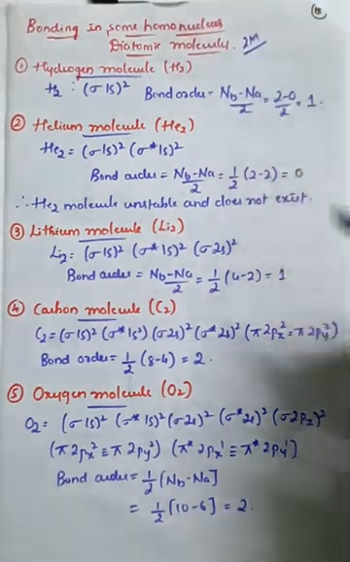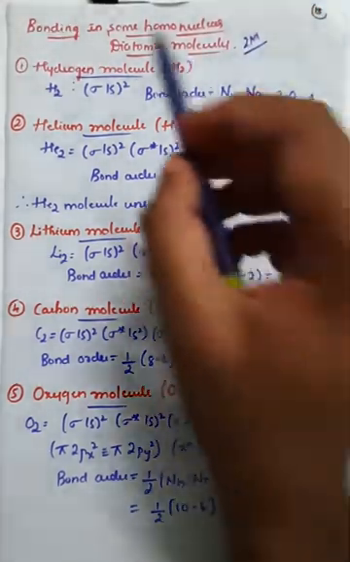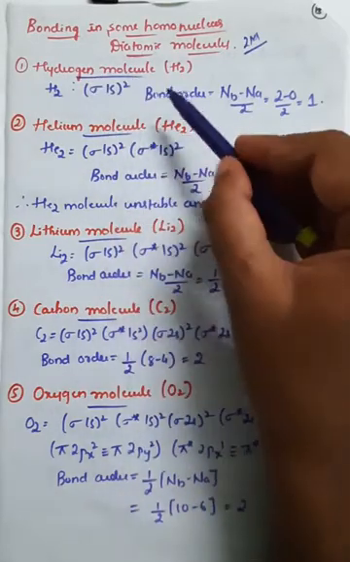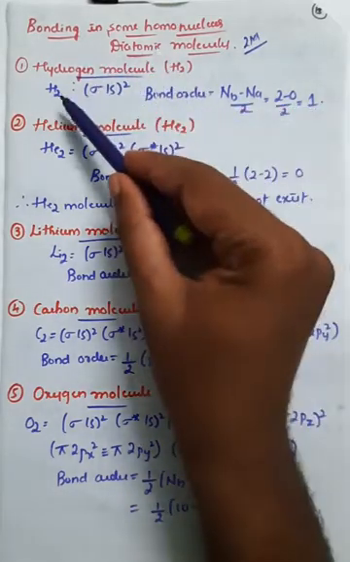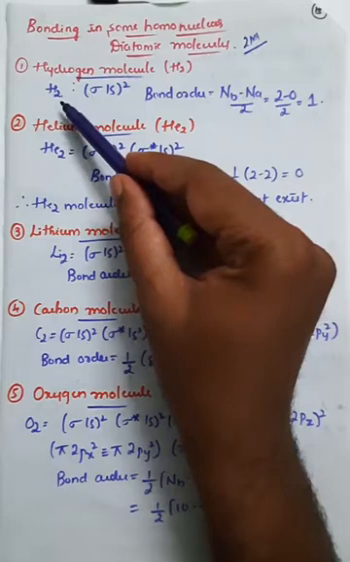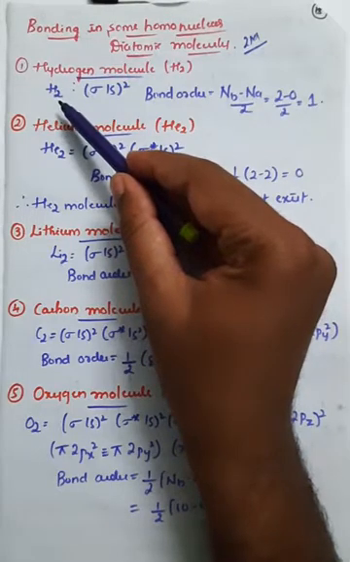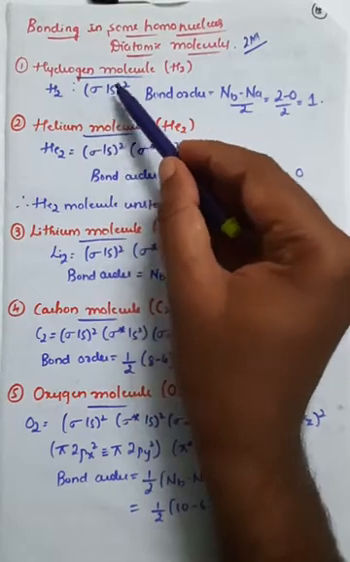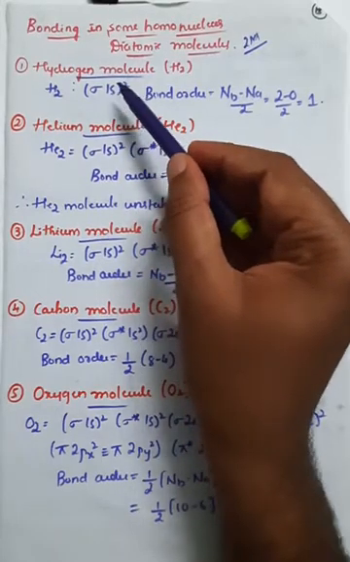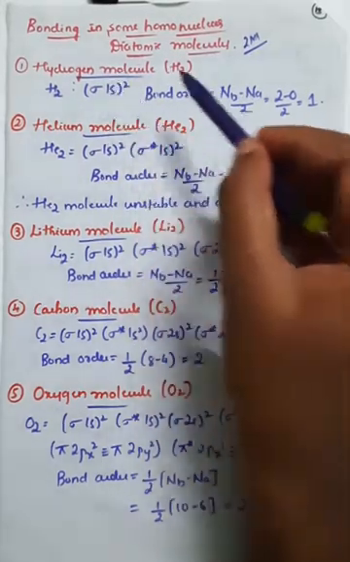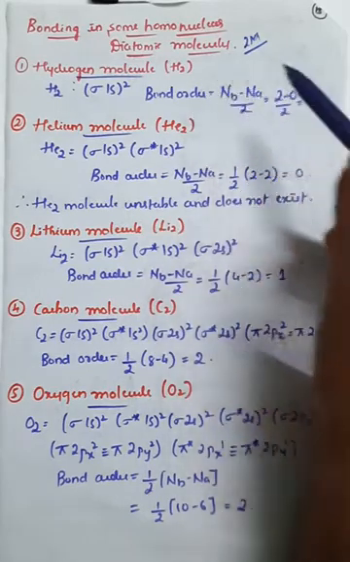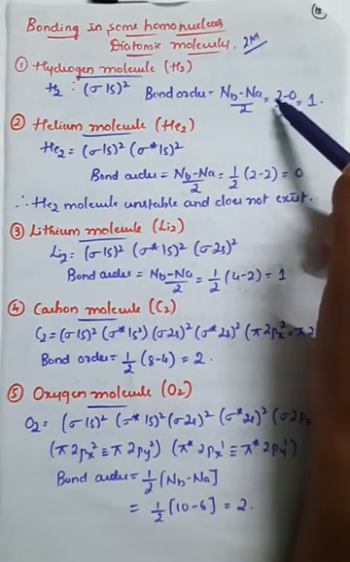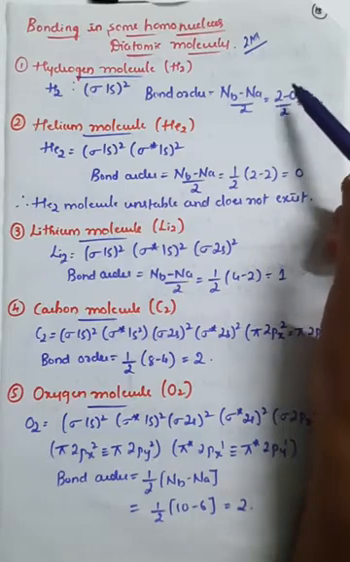Calculate the bond order. If you go for the hydrogen molecule, hydrogen bonded with hydrogen, we know that the molecular formula of hydrogen is H2. If you write the electronic configuration, its configuration is σ1s2. So if we calculate the bond order, there are 2 electrons present in bonding and 0 electrons present in antibonding.